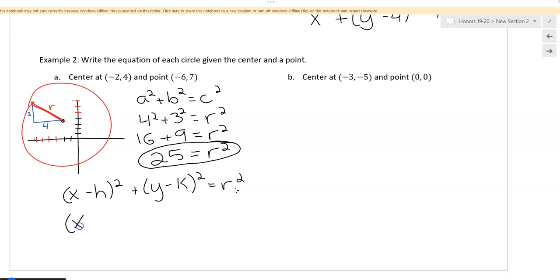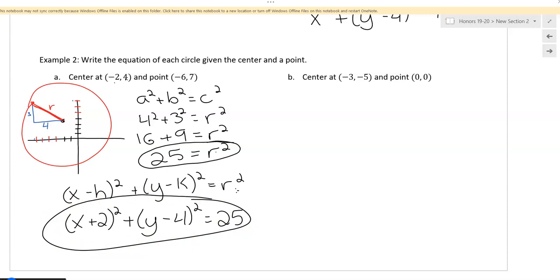So then I have x, it's -2, so that's (x plus 2) squared. It's positive 4, so (y minus 4) squared. And then r squared is 25. Right. Again, r is 5. You could square it and say, hey, look, 25 there.